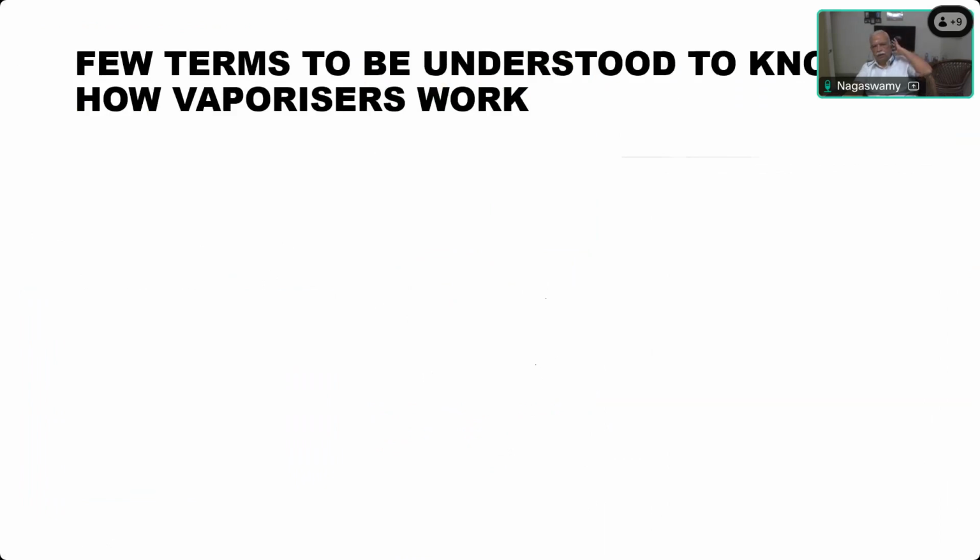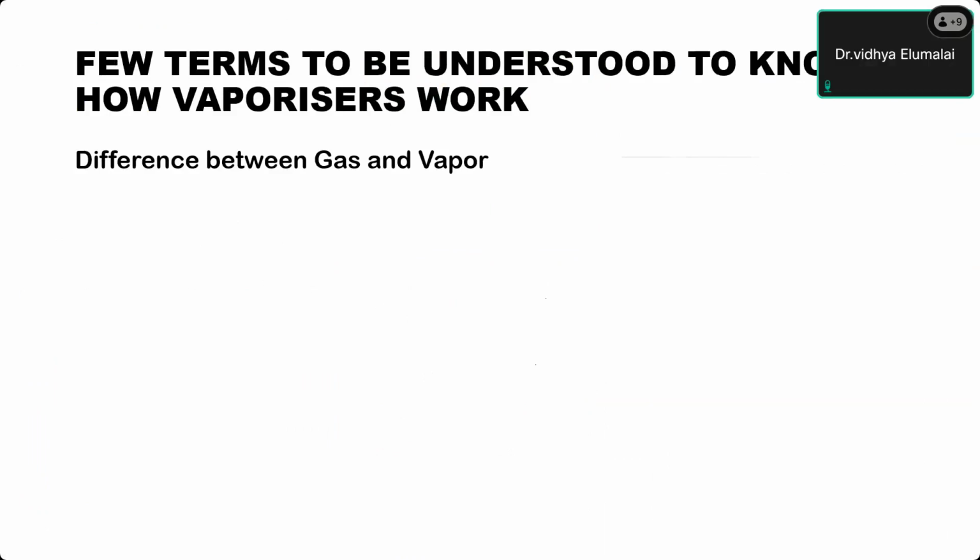Now, a few terms you have to understand to know how the vaporizers work. The first is you must know the difference between a gas and a vapor. Can anyone answer this question? Gas is a state of substance present above its critical temperature and cannot be compressed back into a liquid. Whereas vapor is a gaseous form, not a liquid form, but by applying pressure it can be compressed back into a liquid. So vapor arises from liquid evaporation, whereas gas is in a gaseous state above the critical temperature and cannot be compressed into a liquid. That is the main difference that you have to know.